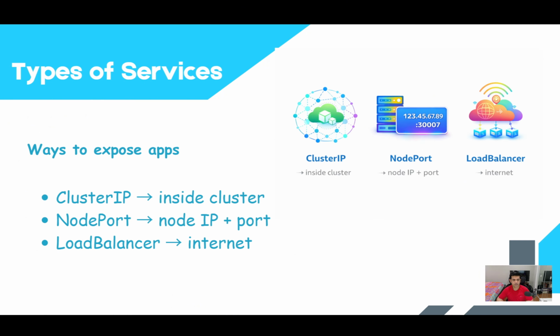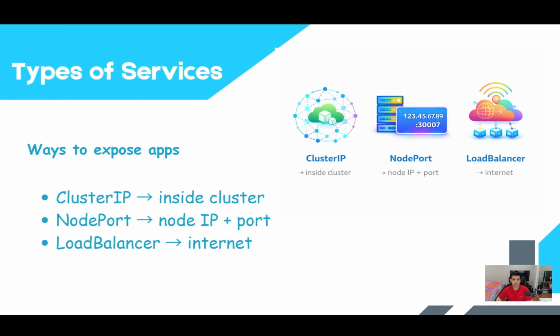Kubernetes provides different types of services. From a beginner's perspective, remember only these three. First is the ClusterIP, which is accessible inside the cluster. The second type of service is a NodePort service, accessible via node IP and port. And the third one is the LoadBalancer, accessible from the internet. You don't need to memorize details yet. Just remember, services control how traffic reaches your application.